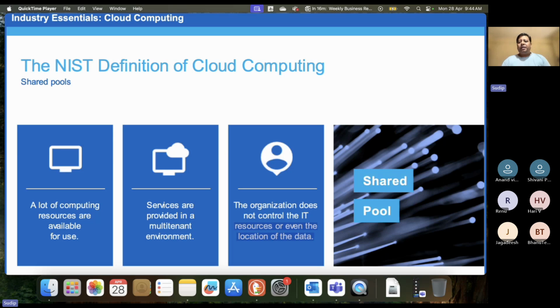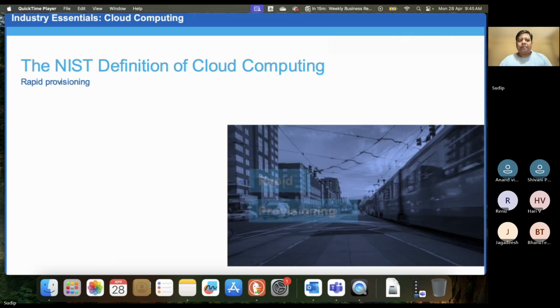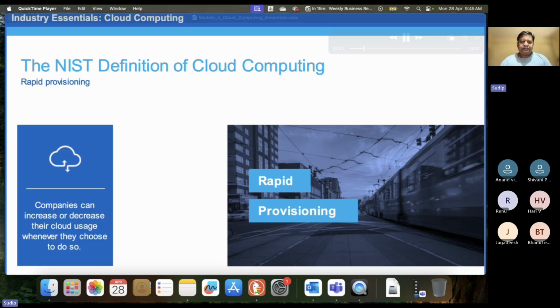When a company uses a percentage of private cloud and also a percentage in the public cloud together to achieve their business purposes, it's called a hybrid cloud. Very simple. Any questions on this? What is public, private, and hybrid?